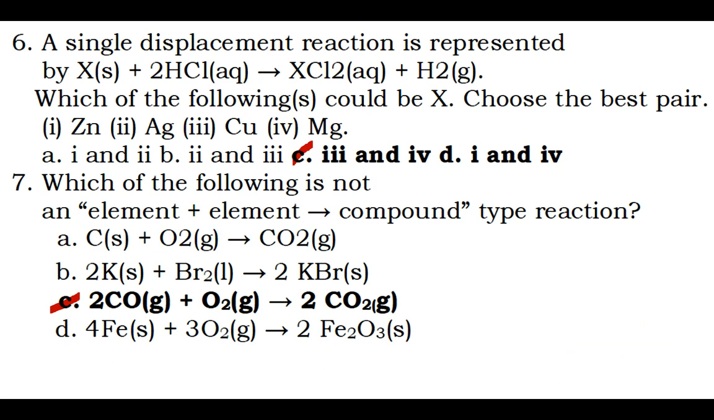Question number 6. A single displacement reaction is represented by X plus 2HCl gives XCl2 plus H2. Which of the following would be X? Choose the best pair. That is option C, 3 and 4, that is Cu and Mg. Question number 7. Which of the following is not an element plus element gives compound type reaction? Option C, that is 2CO plus O2 gives 2CO2.